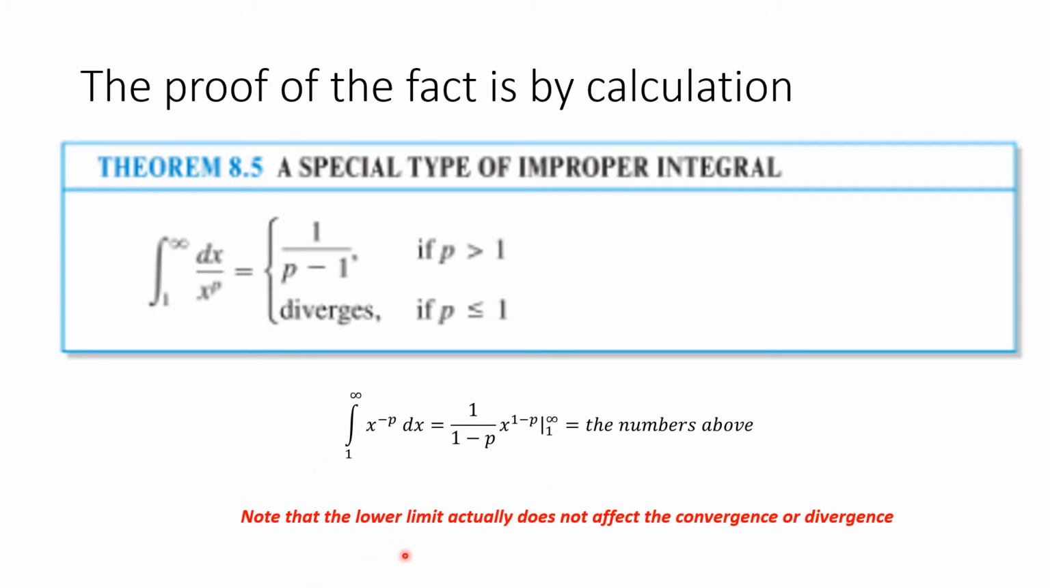And you should note from this discussion and the previous discussion that the lower limit actually doesn't affect the convergence or divergence. This could be any number L, like I had before. Now, it will affect the answer, but it doesn't affect whether it converges or diverges.